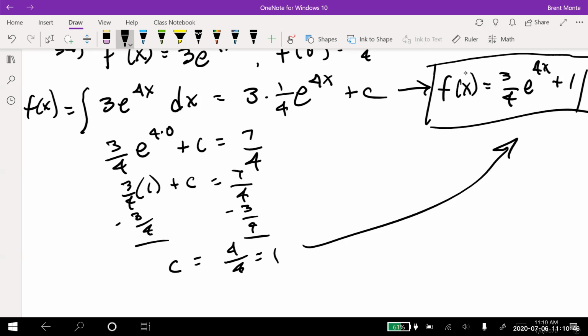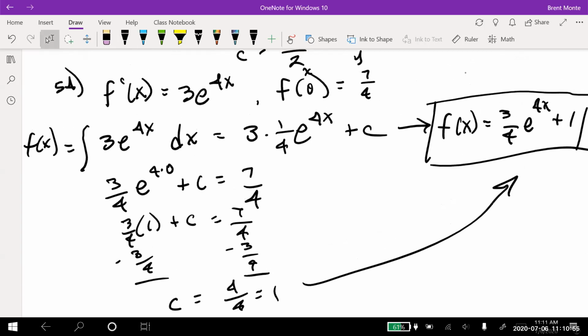And again, you can check by taking the derivative, making sure it's 3e to the 4x, and making sure that if you plug 0 in for x, you get 7/4, which you will. Clearly, it's 3/4 plus 1.